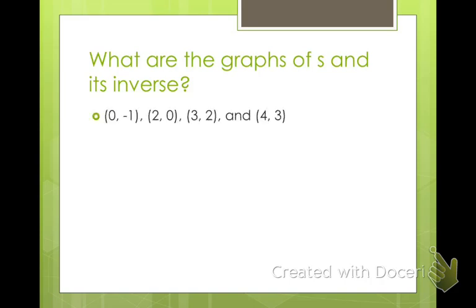Okay, what about this? What are the graphs of S and its inverse? Here we have S. S is (0, negative 1), (2, 0), (3, 2), and (4, 3). First of all, what is the inverse of S? Well, we just change all those values. So our inverse is (negative 1, 0), (0, 2), (2, 3), and (3, 4). Let's go ahead and graph both of these and see what happens.